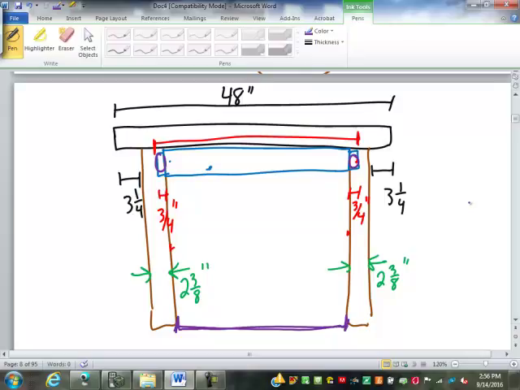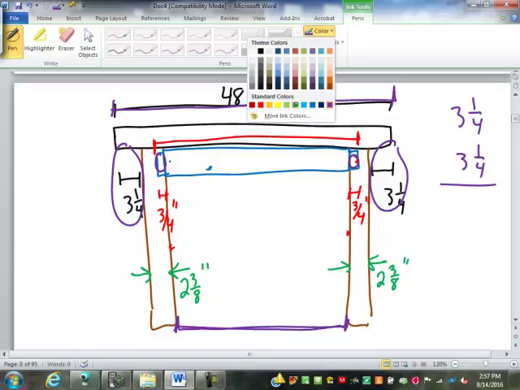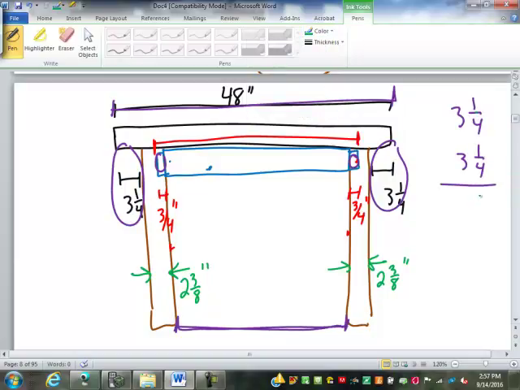You guys look like most of you are done there. There's a couple of you still working, but let's see how you did so far. So we have our 48 inches total. From that, we're going to have to subtract our 3 1/4 on each side. So I'm going to add my 3 1/4 to itself. 1/4 plus 1/4 is 2/4, or 1/2 again. 3 plus 3 is 6. So that's going to have to be subtracted.